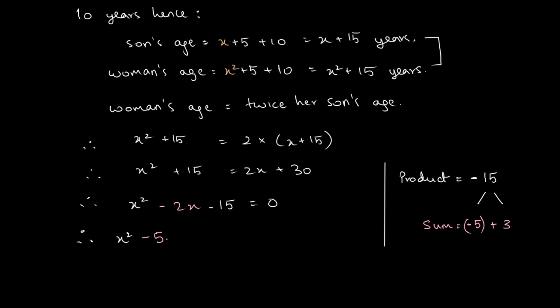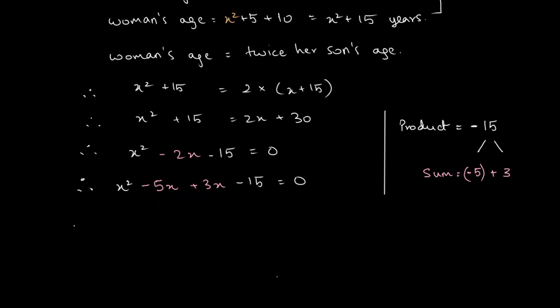So x squared minus 5x plus 3x minus 15 is equal to 0. Let's continue by factorizing the terms now. Between the first two terms, I can take x common, so I'll be left with x minus 5 in the bracket. Between the third and the fourth term, there's a plus 3 which is common, and I'll be left with an x minus 5 in the bracket. All of this together is equal to 0.